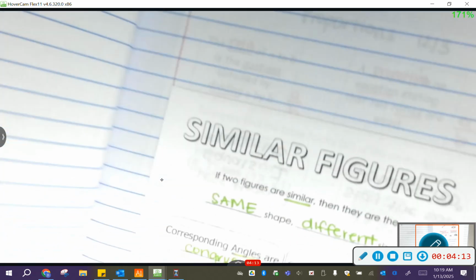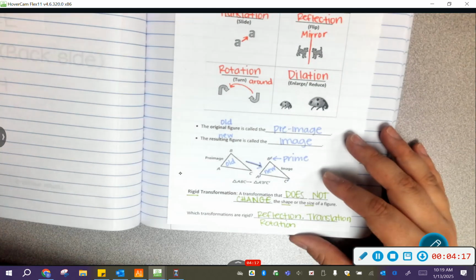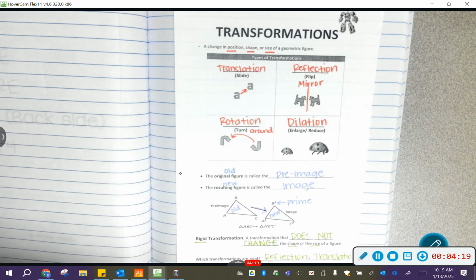All right, if you can please keep the patty paper out on your desk. Put your warm-up in your back pocket, please. And everybody open up your notes to page 34. We are not taking any notes today. Woohoo.